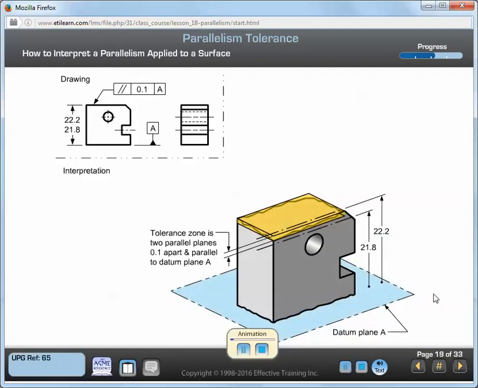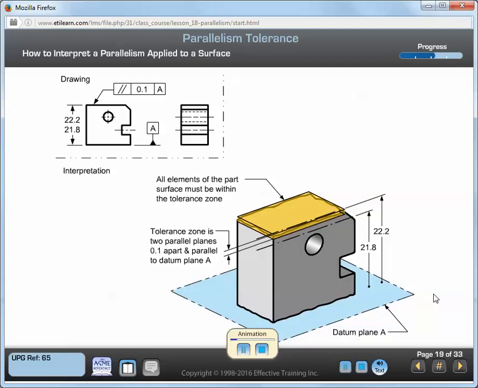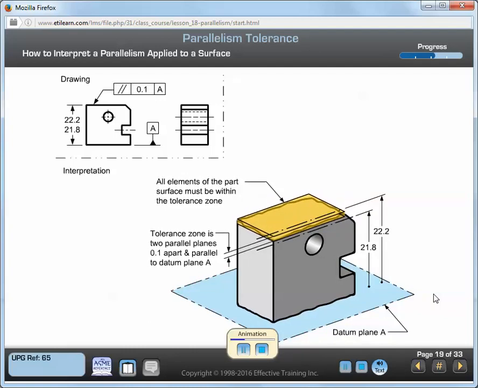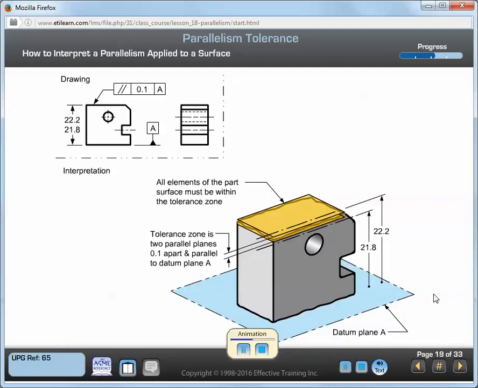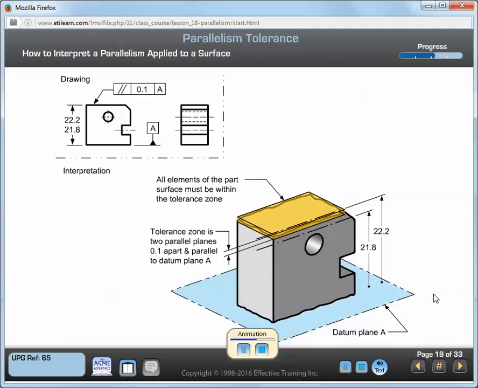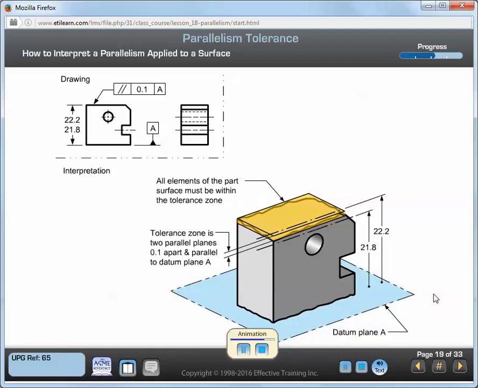On the left is a drawing that shows a parallelism tolerance applied to a planar surface. This is the most common application of a parallelism tolerance. The interpretation of the parallelism tolerance is shown on the right. Note that the part is oriented on datum plane A. In this example, the following conditions apply.